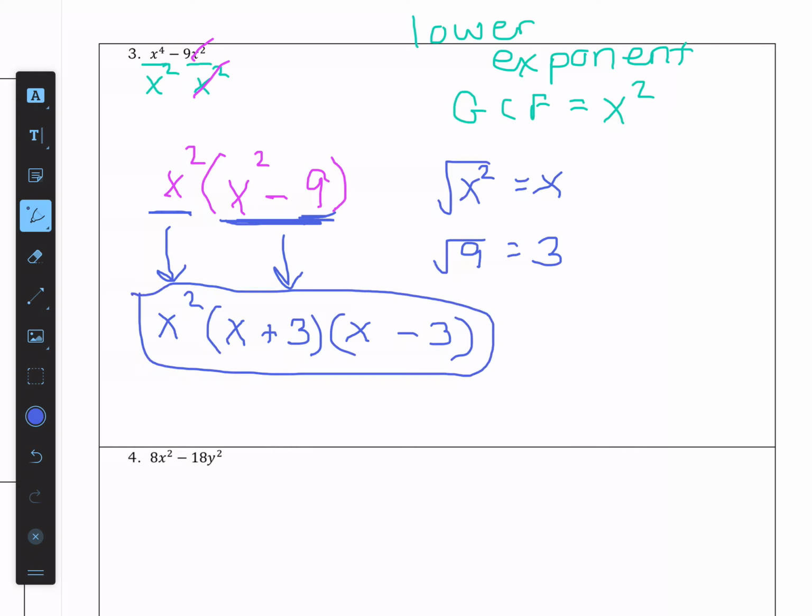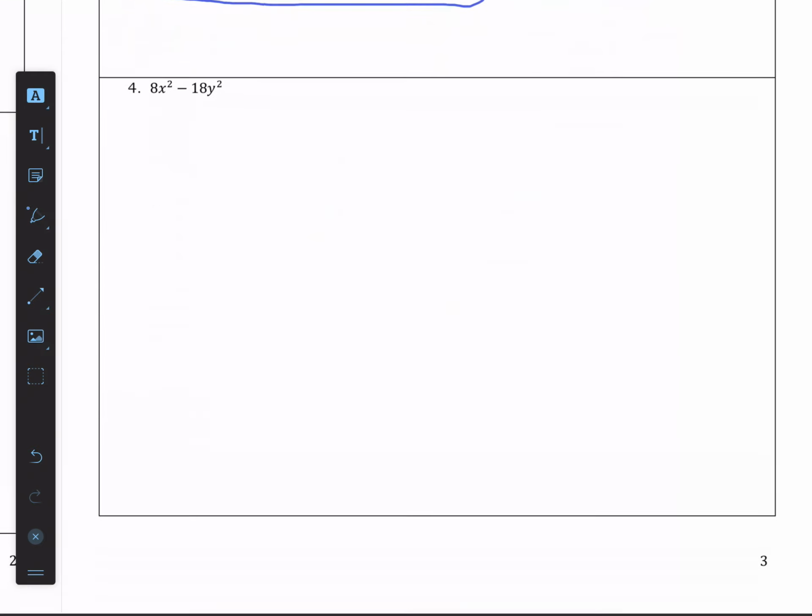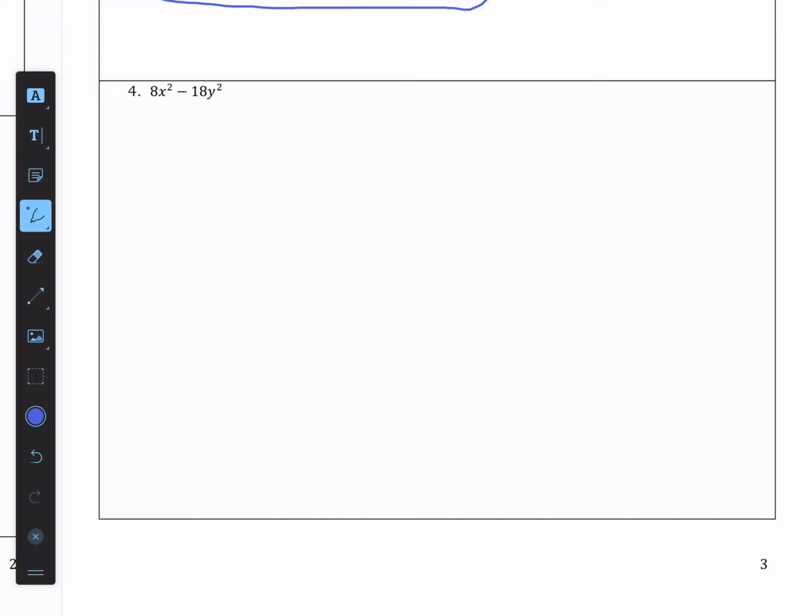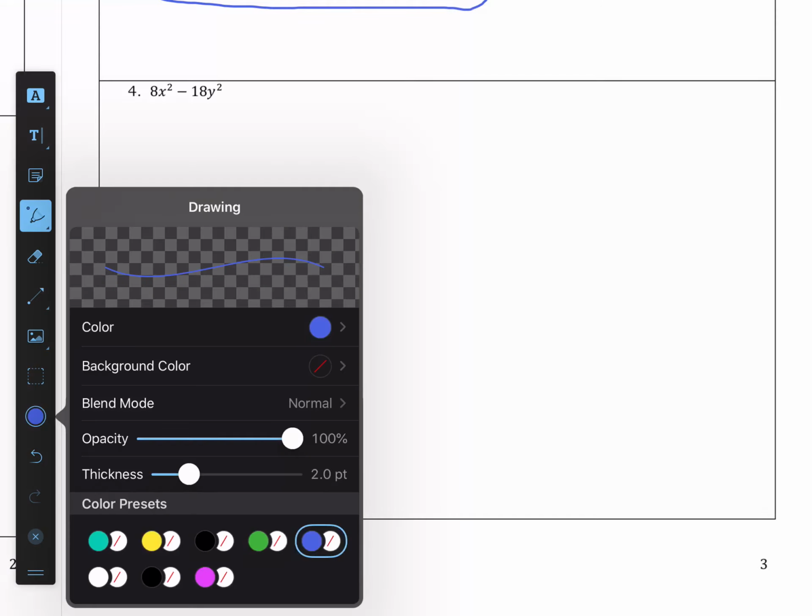All right. So one more in this packet, and then you'll be able to do some of the practice on your own, which is posted on Google Classroom.